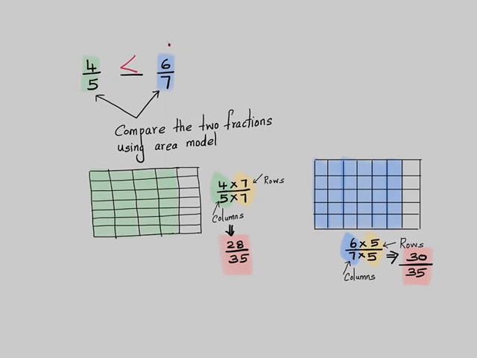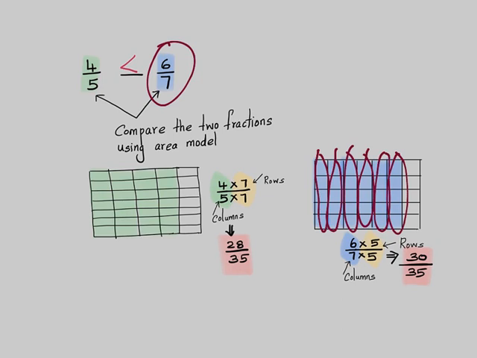Okay, let's see the next area model. 6/7, I've shown it here. For that 6, I have colored 6 columns. 4, 5, 6 columns. And for the denominator 7, the total number of columns, there are 7 columns here. Out of the 7 columns, I have colored 6 columns blue. So that is how I represent the fraction 6 by 7.